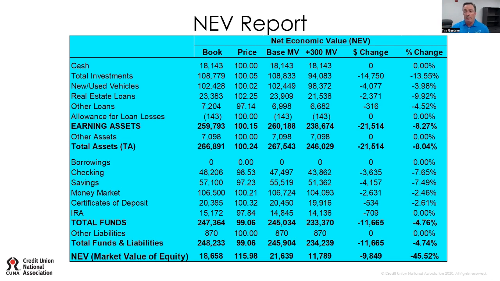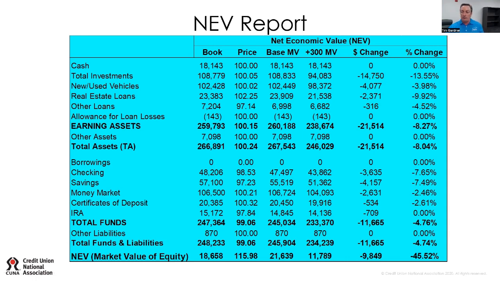I'll go through some of the lingo, some of the column headers, if you will. So do you see the column that says book value? Book value is what's on our books. That's what's in our general ledgers. That's what our actual balance sheet is. And then two columns over from that, we can see the base market value.